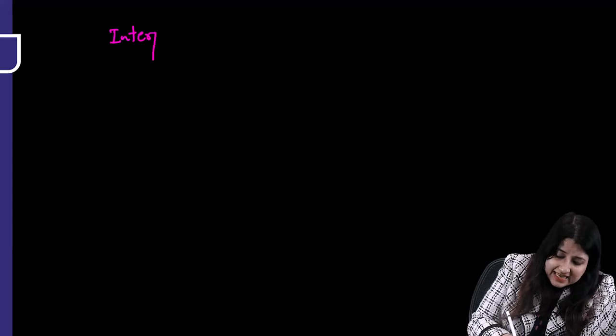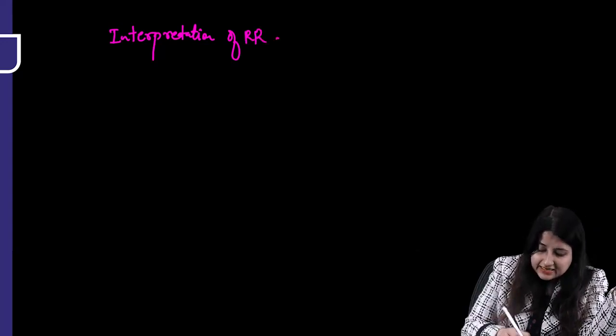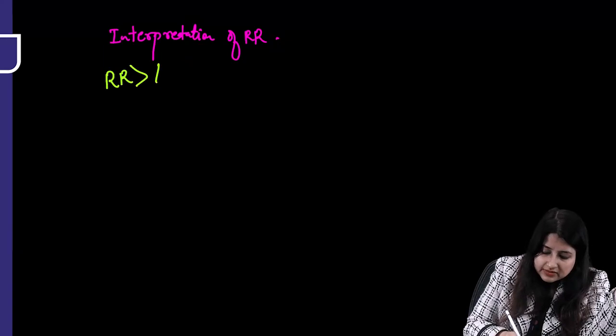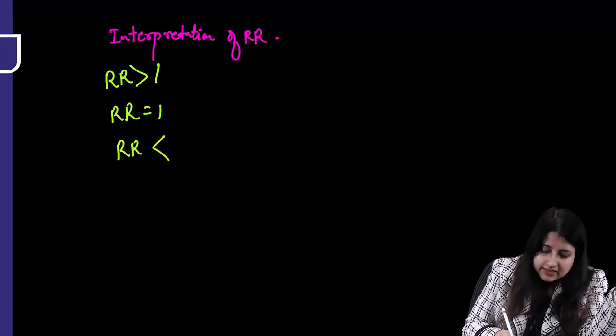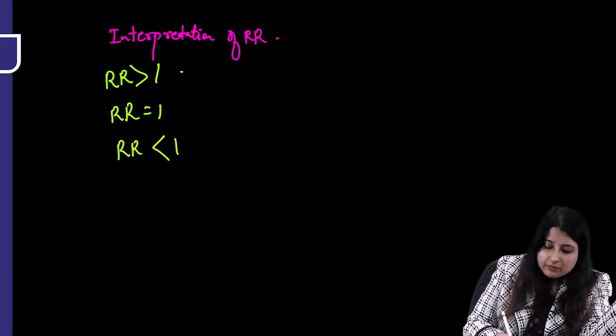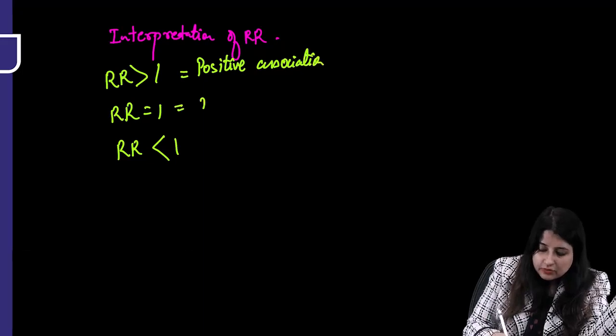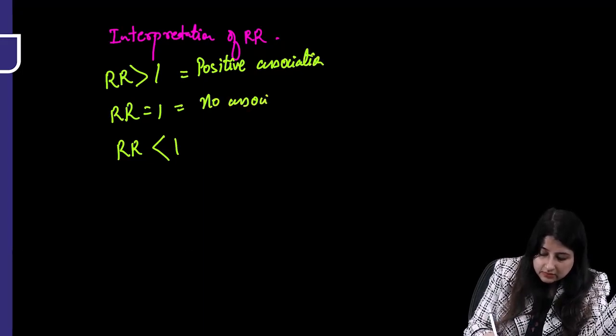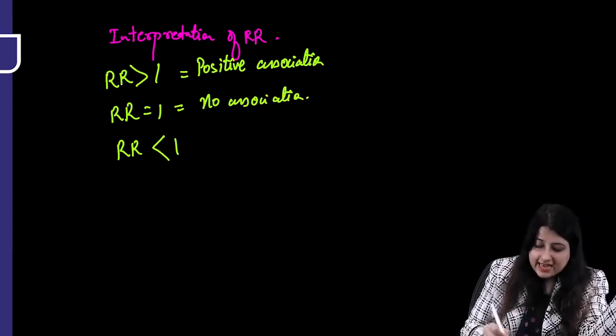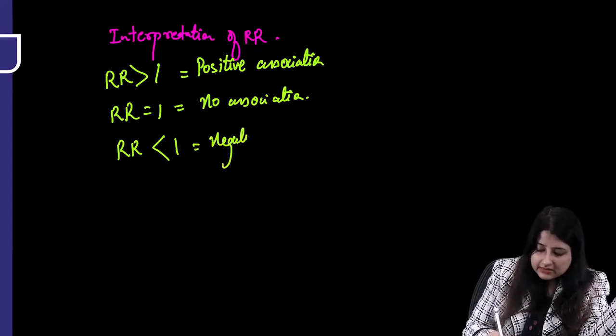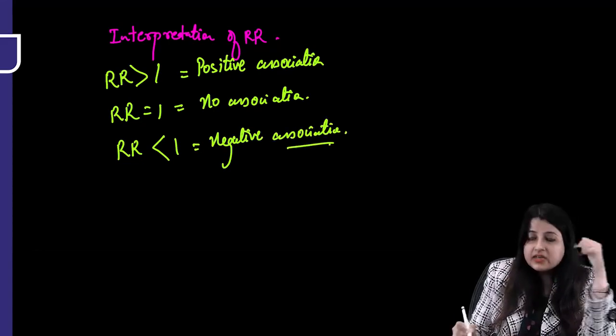A favorite examiner question. Okay. Interpretation of relative risk. Now always remember, in any study you can obtain relative risk more than 1, equal to 1 or less than 1. More than 1 means positive association. Equal to 1 means no association. And less than 1 means negative association.